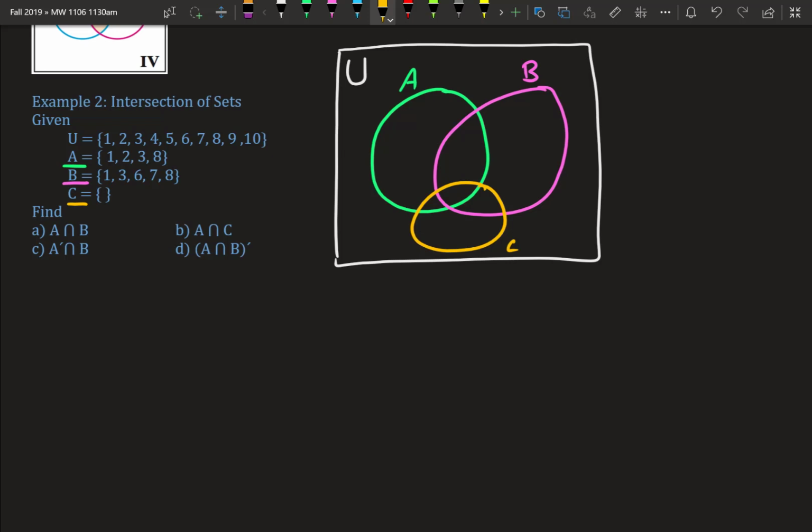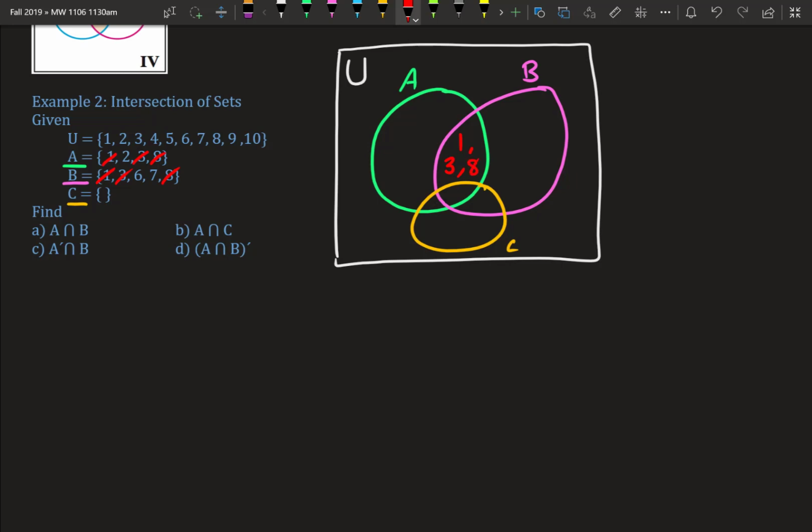So we have to work backwards. Since there is nothing in C, I don't care about it. So let's look at A and B. A and B, that's this part right here. That's A and B. So inside A and B together, they have 1, 3, and 8. That's what they have in common.